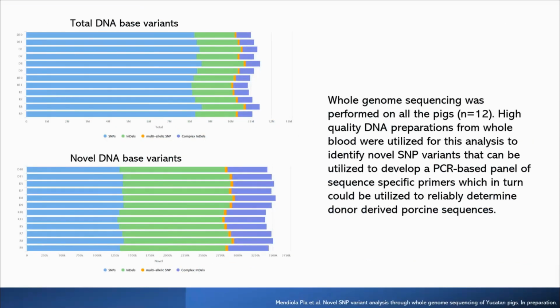We've performed whole genome sequencing on the majority of our pigs. And we are now in the process of trying to develop a PCR-based panel of specific primers, which we could use to reliably determine donor-derived porcine sequences, as opposed to performing whole or shotgun sequencing of the donor-derived DNA.